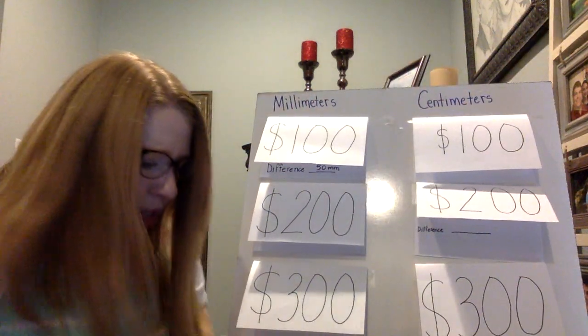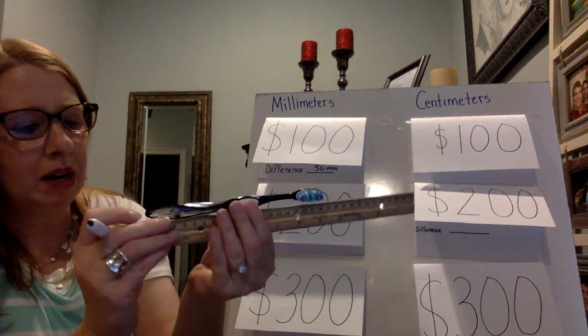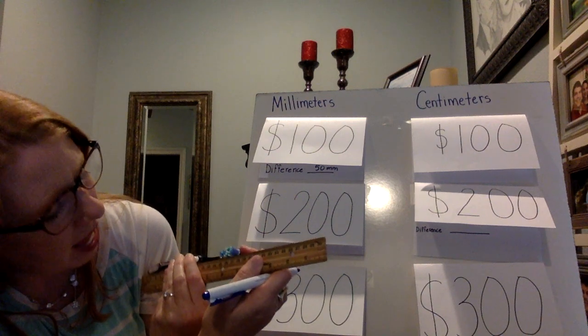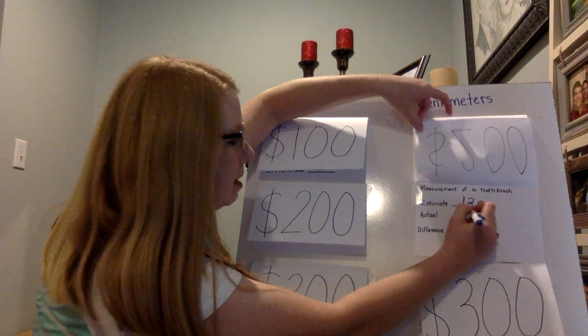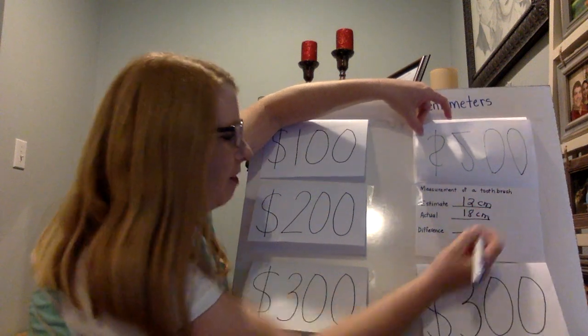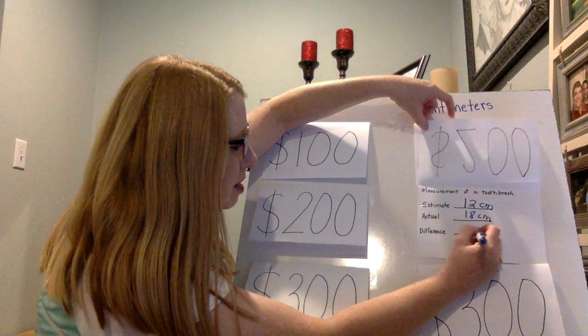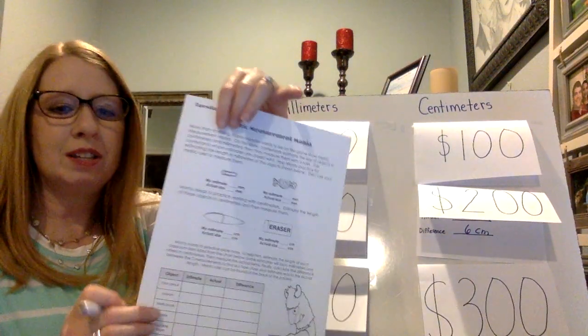Then I'm actually going to measure it. Again, use the centimeter side. I'm going to put it at the very end. Look all the way down. It's actually ending at 18 centimeters. So I would write 18 centimeters. Find the difference: 18 minus 12 is 6 centimeters. Guys, enjoy doing this on the rest of your sheet.